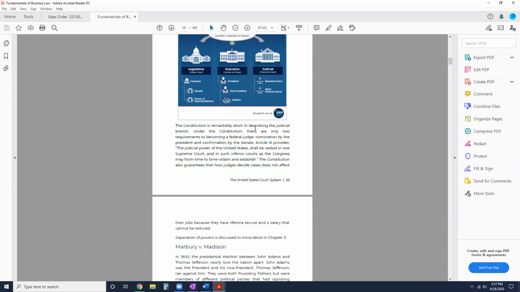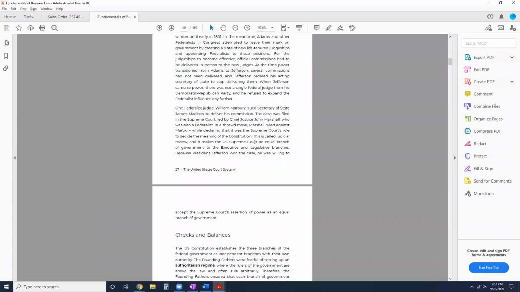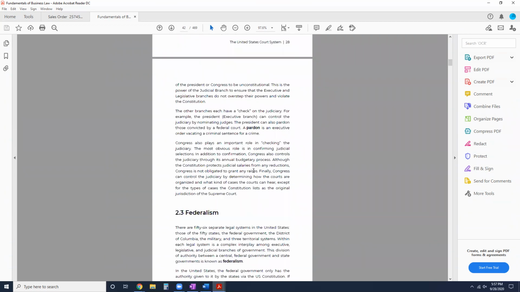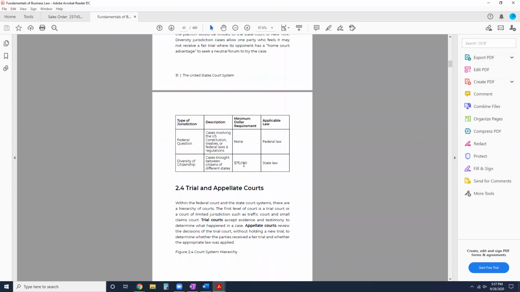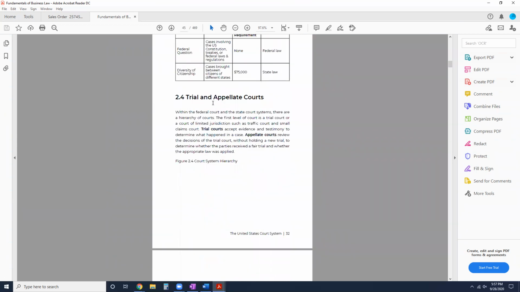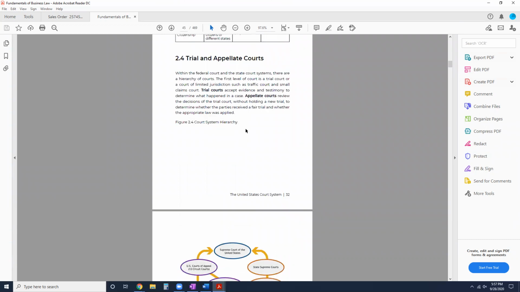Now, specifically, what I want to look at in this chapter is the court system that we have, 2.4. That's really what I want to focus in on, because that is important for business law, that is important for businesses.